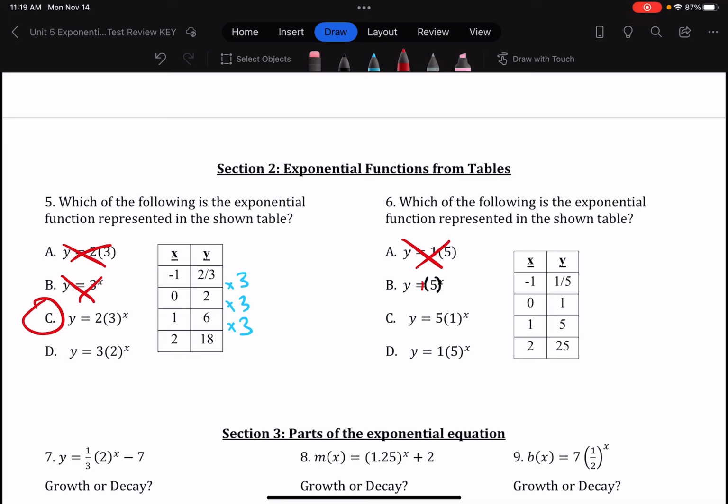Starting at -1, my y value is 1/5, which lines up, 0, 1, 1, 5, and 2, 25. So we actually have 2 correct answers here. B and D would be our correct solutions. We don't even have to look at C because we already know those are our correct values. When you are given a multiple choice question on your test, you will not have 2 that are this similar. We just wanted to see if you guys could identify that B and D were the same functions.